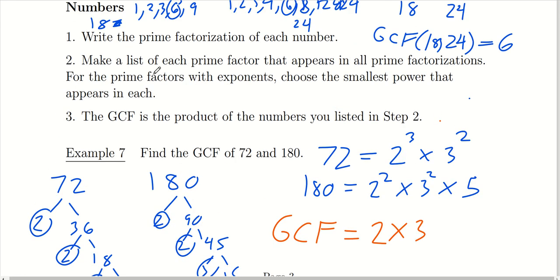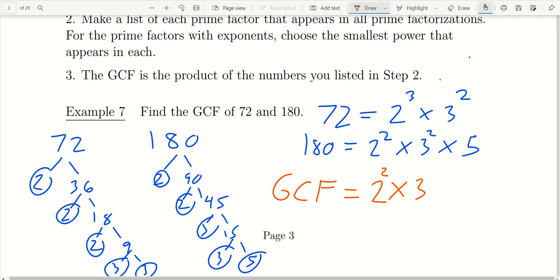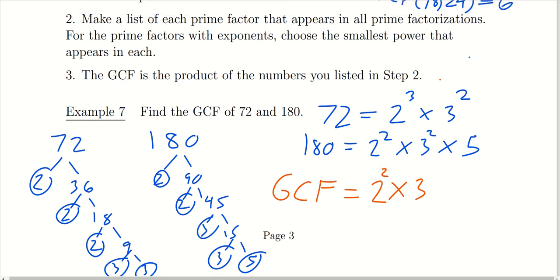We now go ahead and choose the smallest power of each prime that appears in any one of the numbers. So if I'm looking at the factor of 2, which one had the fewest amount of 2's? Well, the 180 had 2 2's, the 72 had 3, so the smallest number is 2 2's, which means there's going to be 2 2's in our GCF. If we look for which one had the fewest amount of 3's, it's actually a tie. Both of them have 2 3's, so there'll be 2 3's in the GCF.